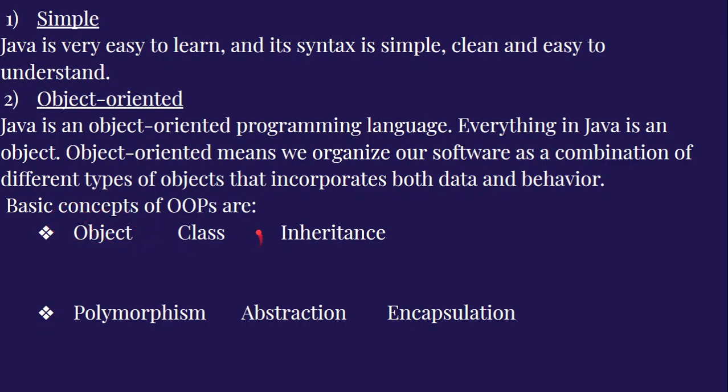Now, a class is a template or the blueprint from which we can develop objects. A class is a logical entity where we have the template or the blueprint or the pattern, and objects are the things which follow the pattern of the class.